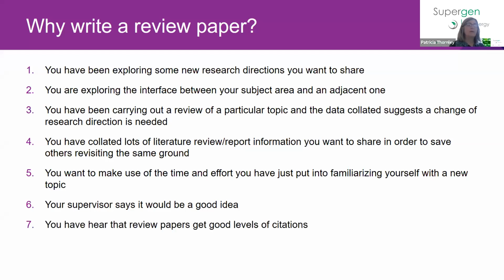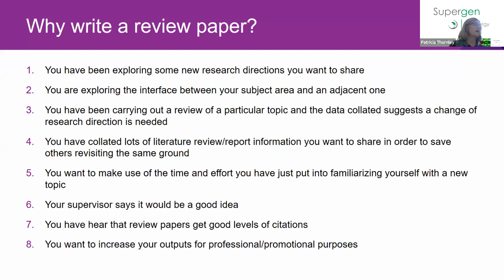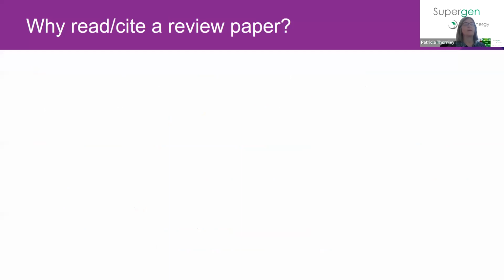Your supervisor says it's a good idea. You've heard that review papers get good levels of citations, and this is true. When we look at our journal profile and we look at review papers, they often have much, much higher citation levels than other papers. And you want to increase your outputs. It improves your professional standing. It improves your promotion and job prospects to be able to say you've written good, credible review papers. So all of those are some of the reasons why people write a review paper.